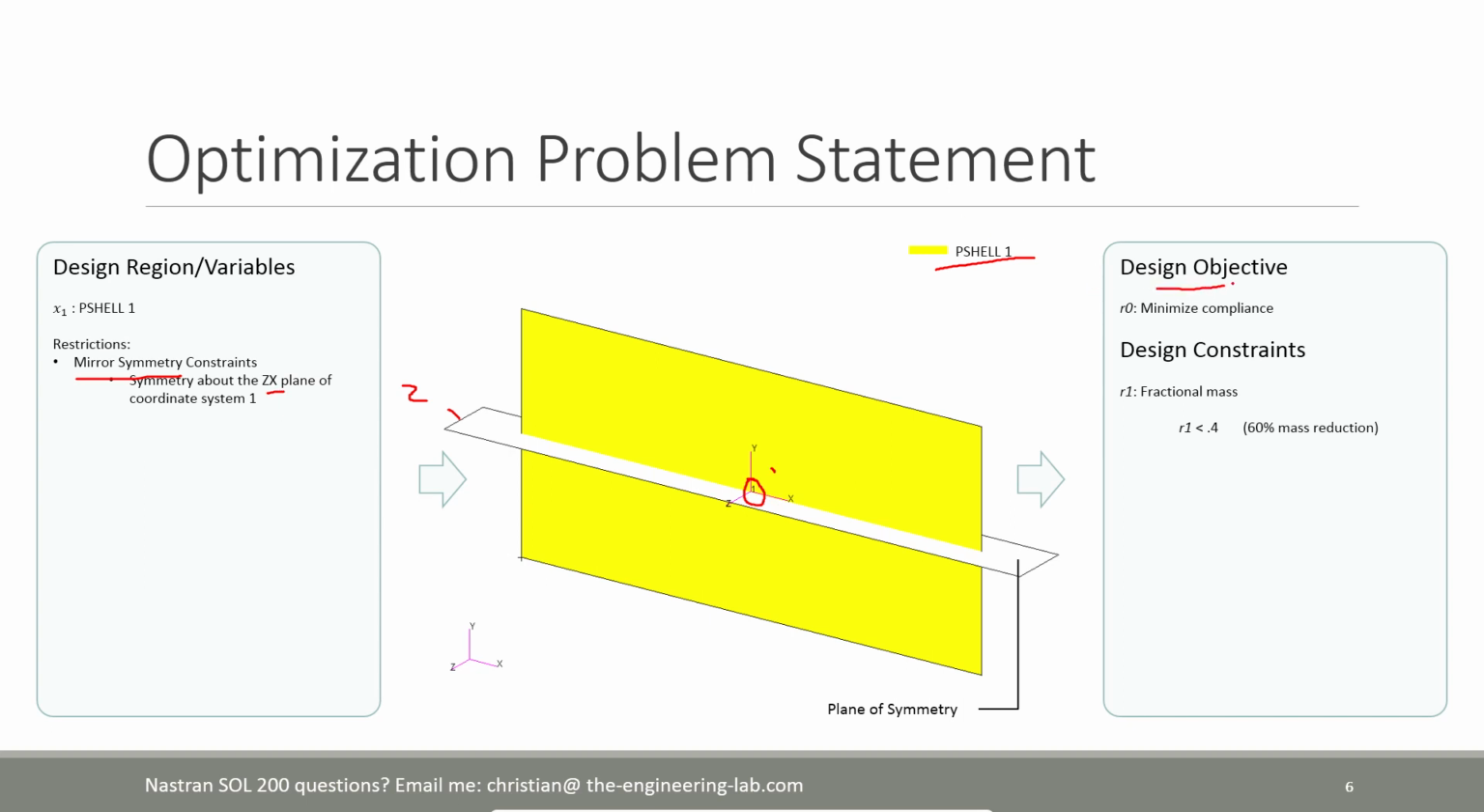What about our objective? We are going to minimize the compliance. That's our goal. This is often known as maximizing the stiffness of the structure. And what about our constraints? We are going to say that whatever design is constructed, if you will, that mass should be 40% or 0.4 of the original mass. This, in other words, is saying that we are constraining the final design to be less than, or to be reduced by 60%.